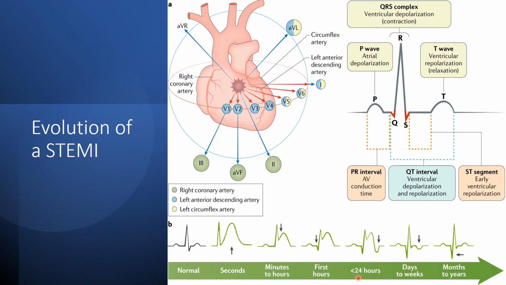Within the first 24 hours, you will see ST segment elevation, Q waves, and T wave inversions in the same leads. And within days to weeks, you will see the ST segment elevation resolve. Your T wave inversions will still persist, and your Q waves will still persist. After months, you will not see any more T wave inversion. Your Q waves will remain, and this is how the patient's EKG will look for years to come after that.